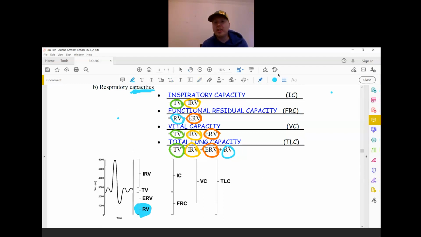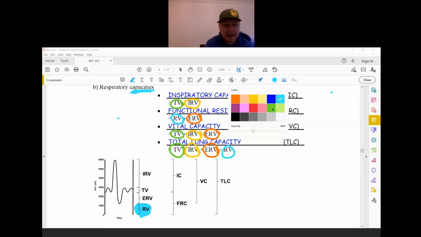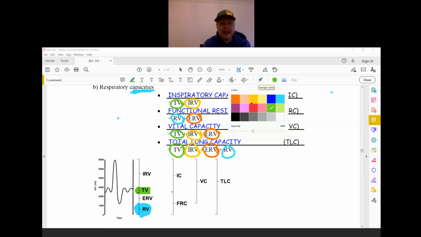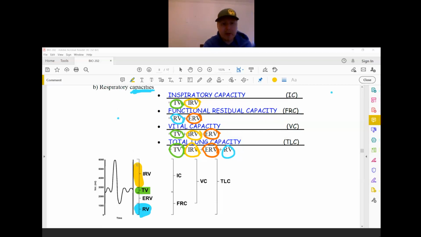If you are a visual learner and you benefit from colors, that might be something that you find useful. Again, you do whatever works for you. These notes are for your own use, so whatever you find that serves your learning, that's what you should be doing.